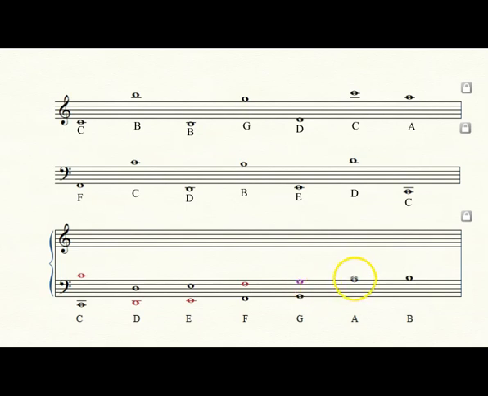Next, we need G. If you remember all cows eat grass, then you know that the 4th space is G. Next, we need an A. And we can use all cows eat grass again for our spaces. So we have an A here. Coming over here, we need B. We can use our good boys do fine always to help us out. And we can know that we have a B right there on the second line.